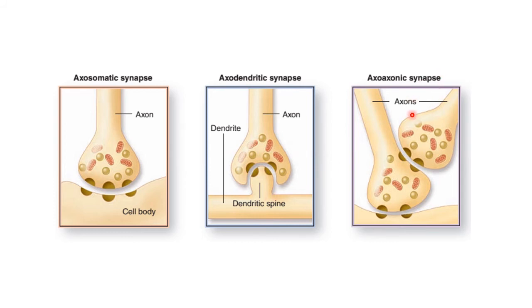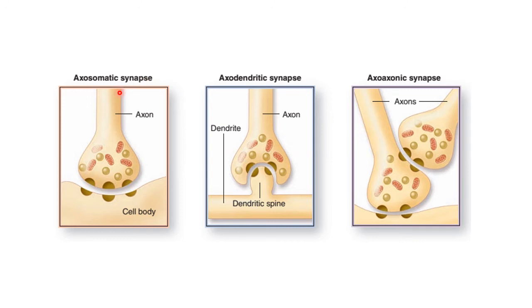The third type is axoaxonic synapse. It's a synapse between an axon of a presynaptic neuron and an axon of a postsynaptic neuron. This synapse is called axoaxonic, between the axon of a presynaptic neuron and the axon of a postsynaptic neuron. Here is the synaptic cleft.